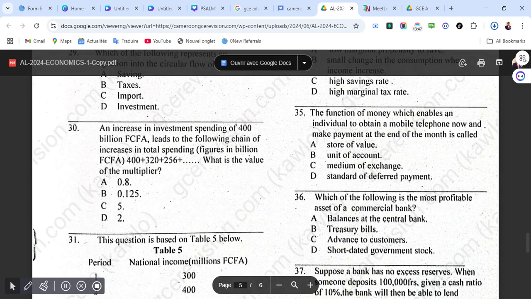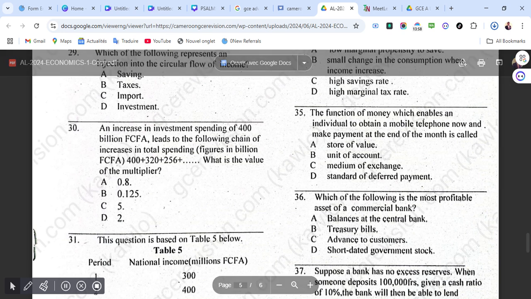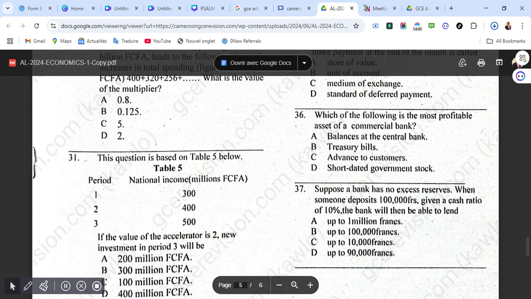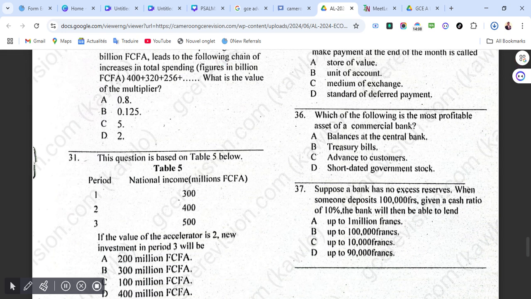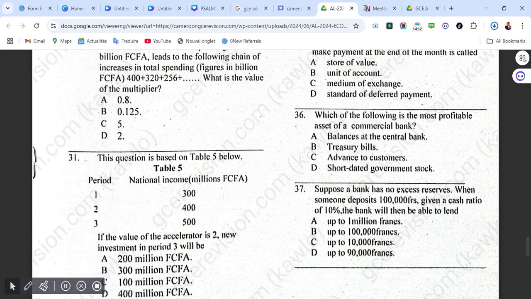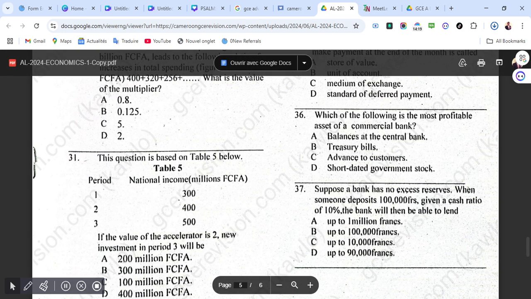The function of money which enables an individual to obtain a mobile telephone now and make payment at the end of the month is called A, store of value. Which of the following is the most profitable asset of a commercial bank? So they asked us which one is the most profitable asset of a commercial bank. The correct answer is A, balances at the central bank. So this is the correct answer.